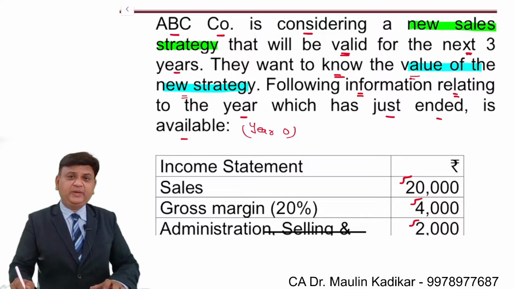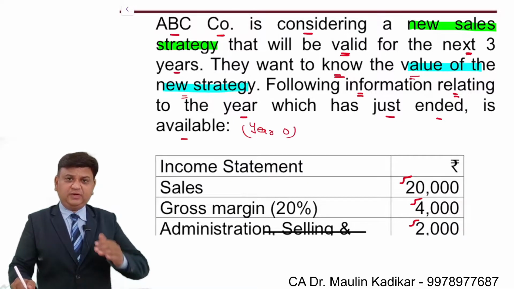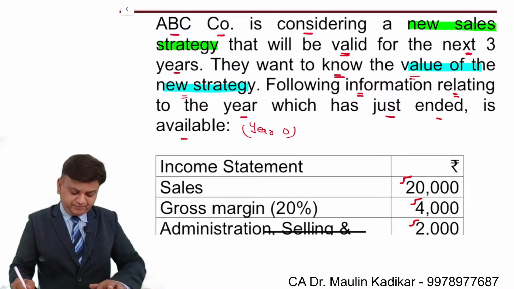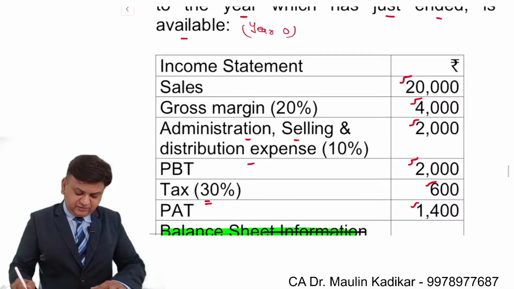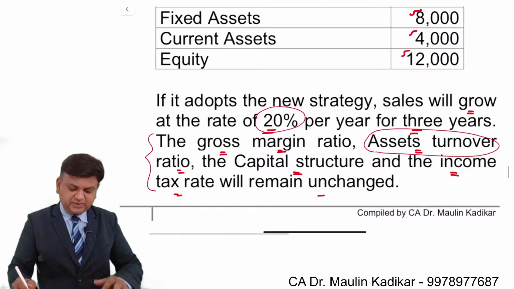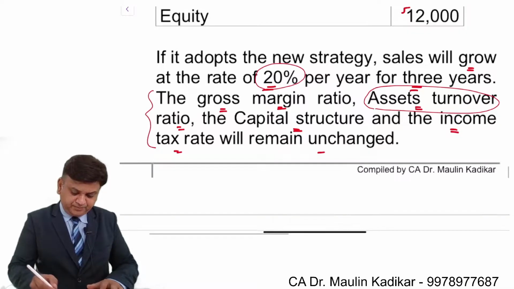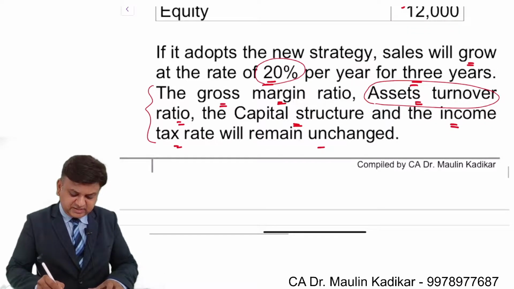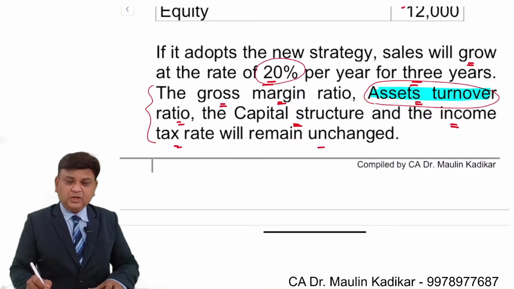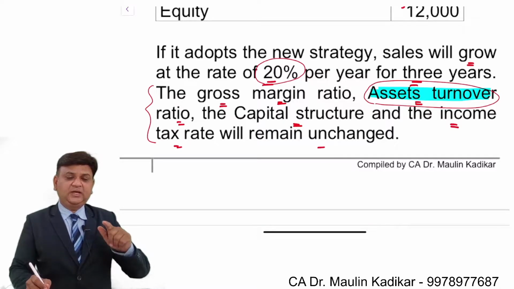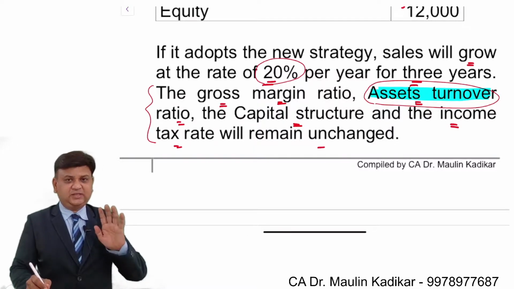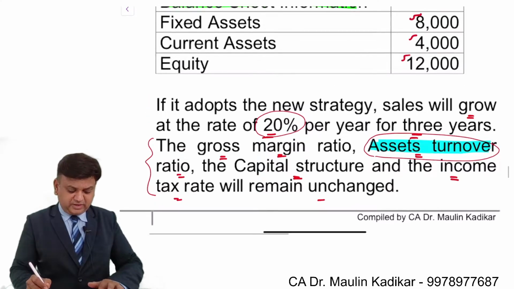Now friends, how to make the calculation of the free cash flow for equity? Let us understand. First of all, as per the given information, they have provided that the asset turnover ratio is going to remain the same. So using this information, we are required to compute what is the investment that we have to make in the asset.